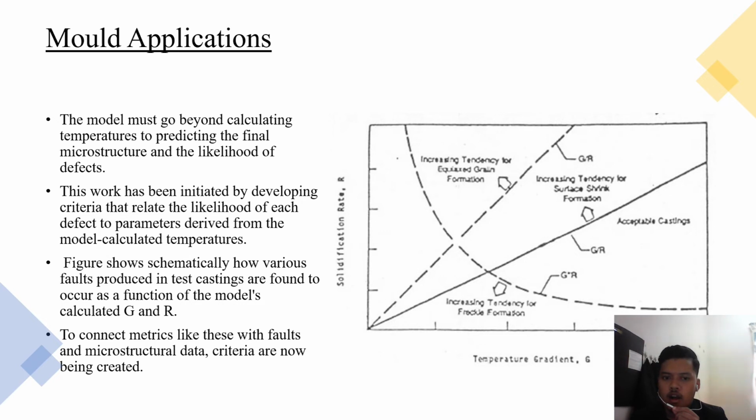The figure shows schematically how various defects produced in test castings are found, as a function of the model-calculated G and R. G and R can be read from the figure. To connect metrics like this, we found the microstructural data criteria are now being created.